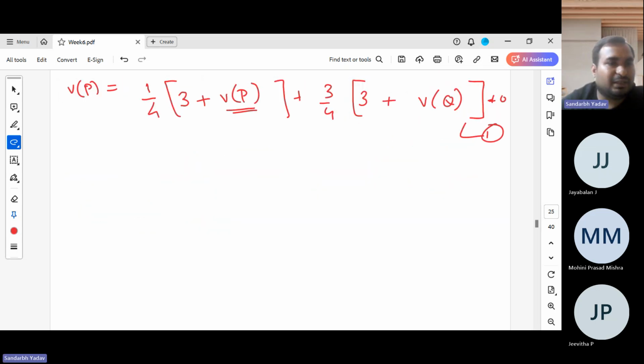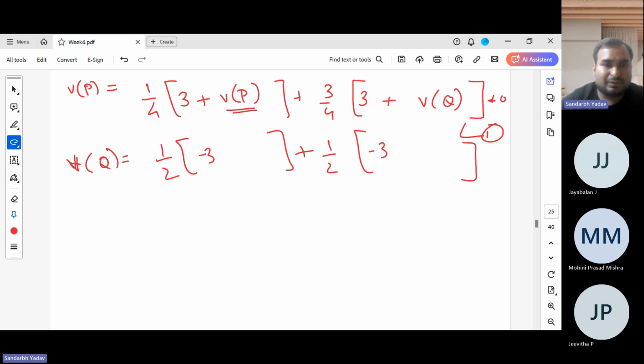So now let's write the equation for Q. We already know that the transition probabilities were half in both the cases, and the reward was also -3, right? In both the cases, -3. And discount factor we have 1. But here, since we were moving to that terminal state, we will plug in the value of terminal state, which is 0. But here we are moving to P, so we will plug in value of P. So these are two equations. Two equations, two variables, you can solve them.